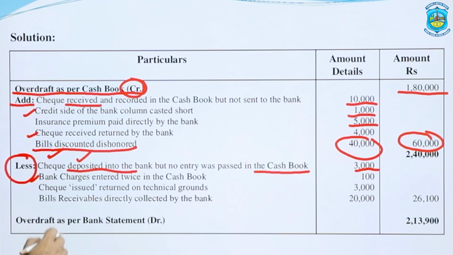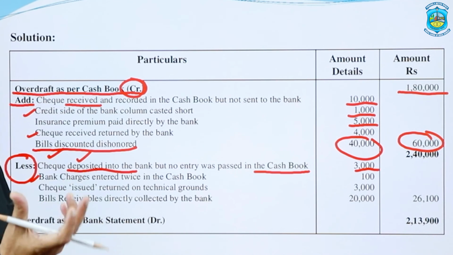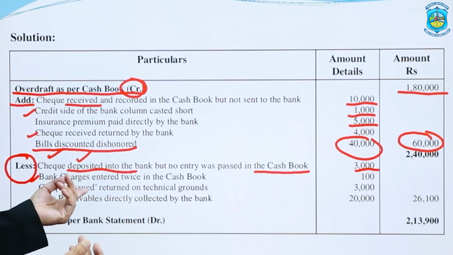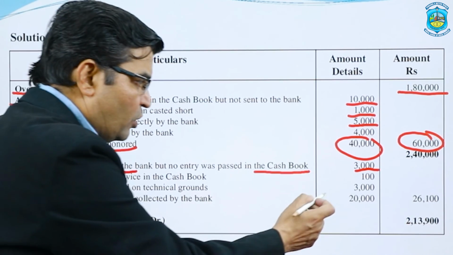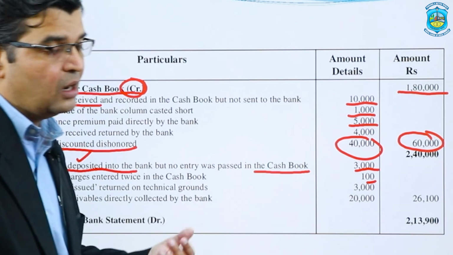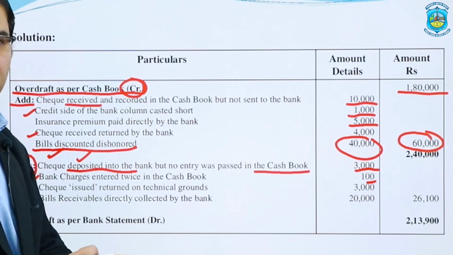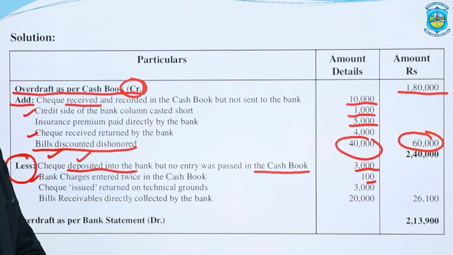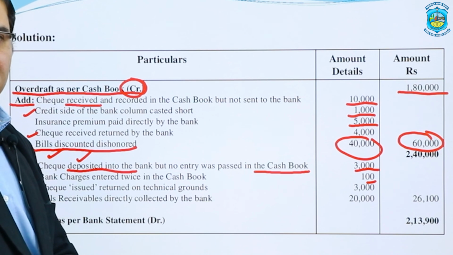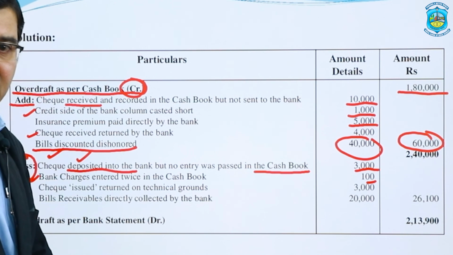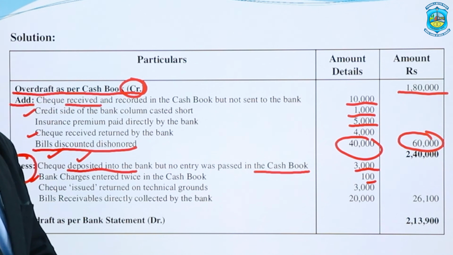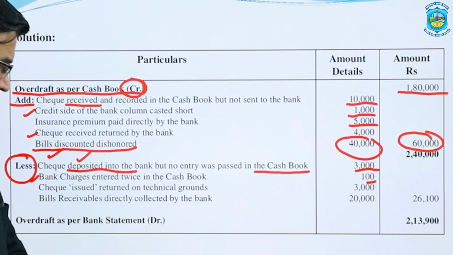Then bank charges entered twice in the cash book. We should have recorded only 100 rupees in our cash book, but wrongly we have recorded 200 rupees. It means our cash book has wrongly been reduced by 100 rupees. So we will have to increase our cash book and reduce our passbook.